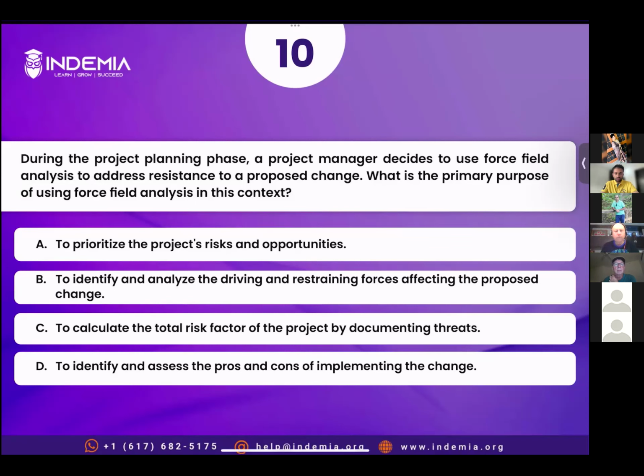So we have a change, and force field analysis says what are the factors in favor and what are the factors against, right? And then you see what you should do to make a decision. If most of the factors are against, maybe you won't be going with that change. If most of the factors are in favor, then you would be going for that. So the correct answer is option B. Let's read the explanation.